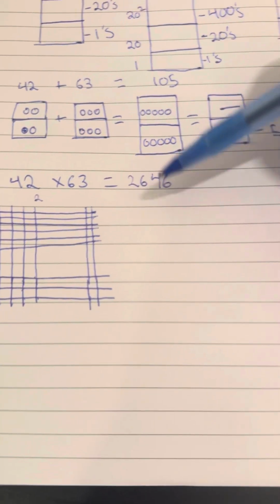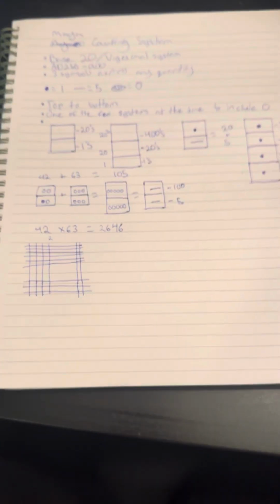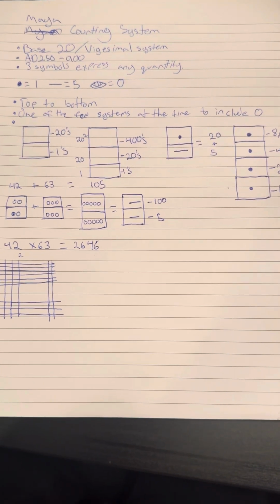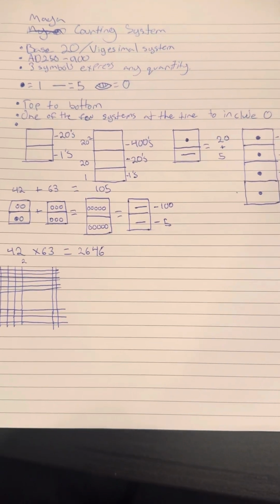And that is simply the ancient Mayan number system, a base 20, or vigesimal, system that the ancient Maya people made.